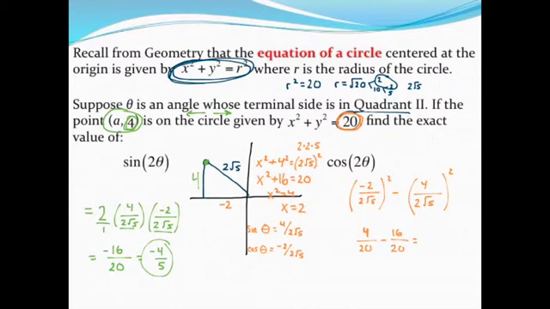Subtracting those two fractions gets me negative 12 over 20, which also can be simplified down to just negative 3/5. So there we go. There's our sine of 2 times theta and our cosine of 2 times theta.